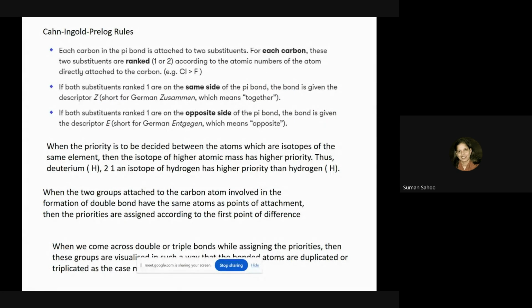So the CIP rule applies here. Each carbon in the pi bond is attached to two substituents. For each carbon, these two substituents are ranked according to their atomic numbers, such as chlorine will be ranked first as compared to fluorine. If the ranked one are on the same side, we say it is Z, which is the short form of Zusammen, that is together. And if the ranked ones are on opposite sides of the pi bond, then we describe it as E. E is Entgegen, which means opposite.